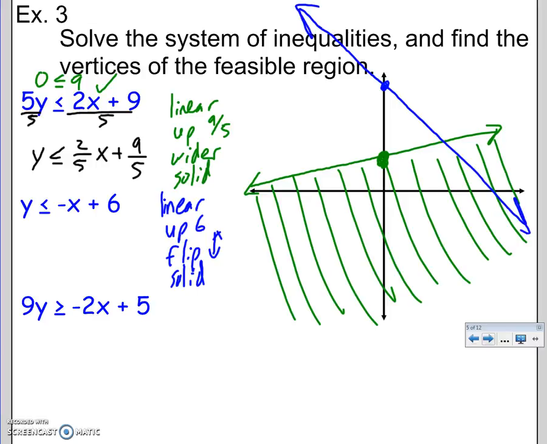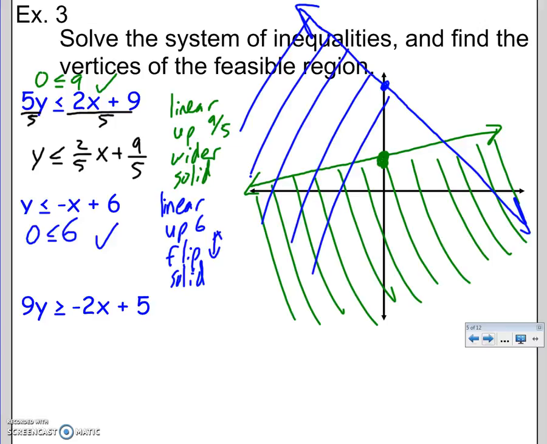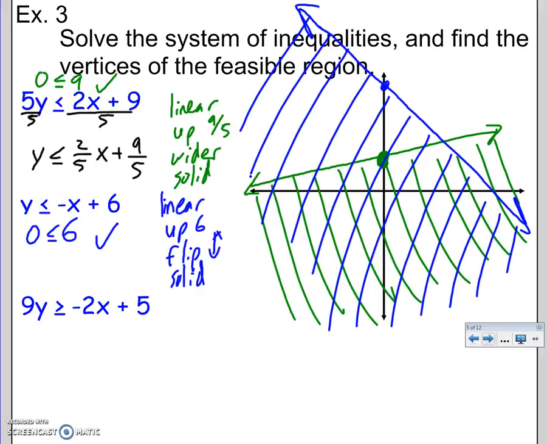And now I figure out shading. I plug in 0, 0. Well, the left side turns to 0. The right side is a 6. Is 0 smaller than 6? That is true. I shade the side with 0, 0. This case is over here. So I have some overlap already, which is good.